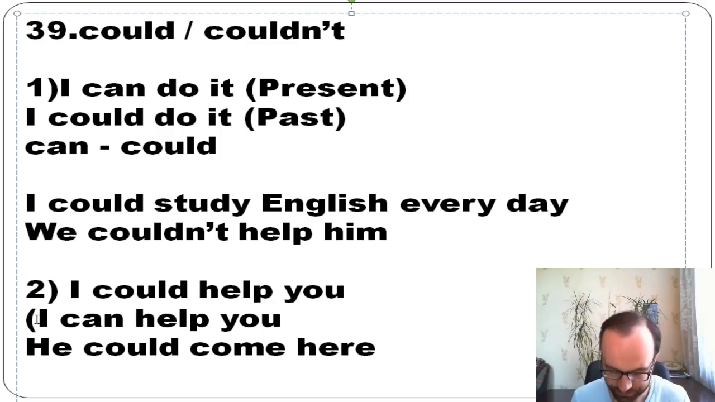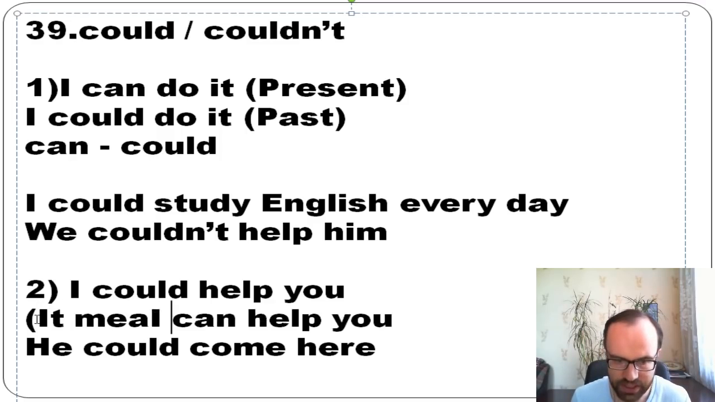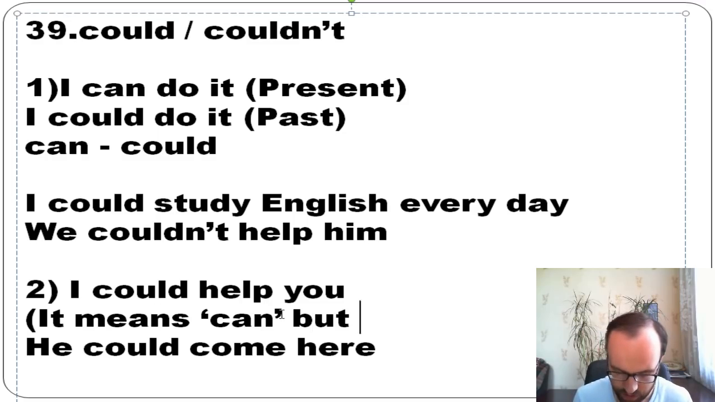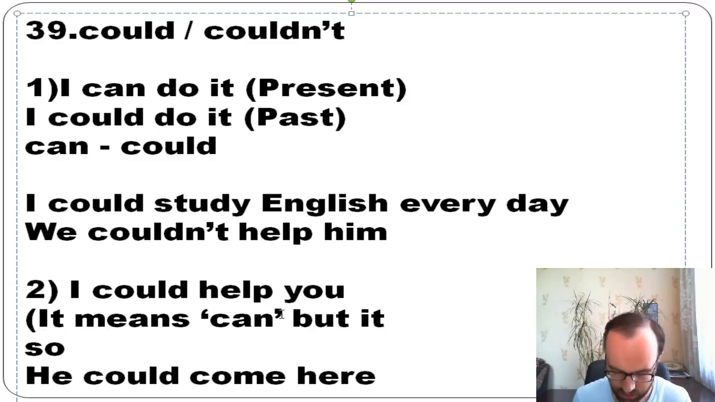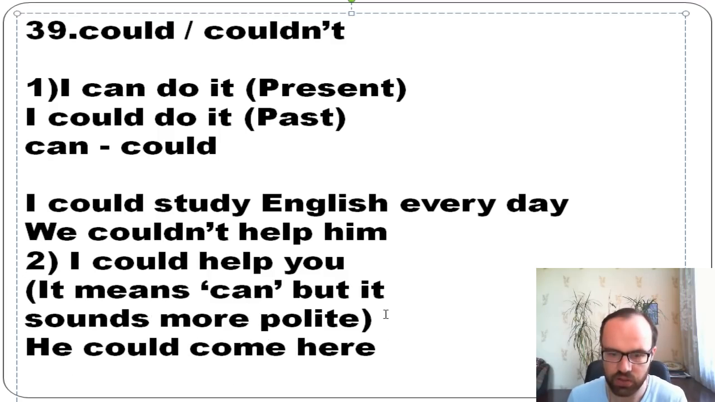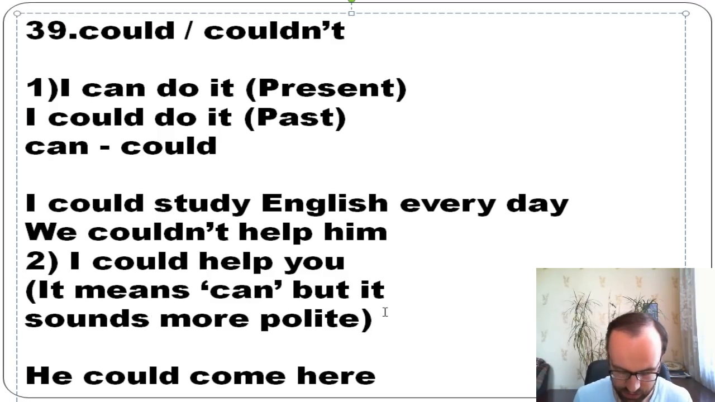It means I can. So could means can, but it sounds more polite. Okay? So it's about possibility. It's possible. Look, he could come here. It means, yeah, I could help you.